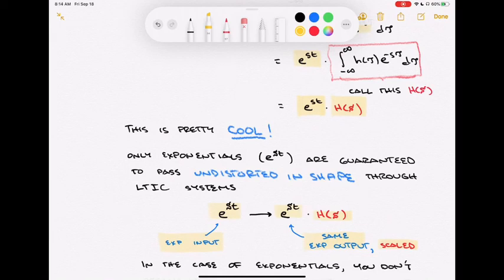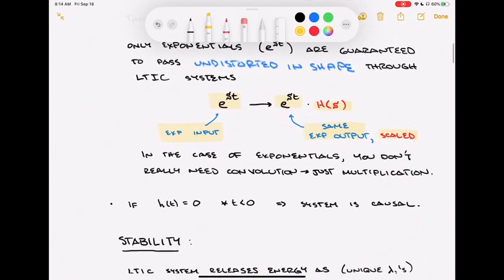We know for a generic input, to find the output, we have to convolve the input with the unit impulse response. But in the case of an exponential, you really don't need the convolution. You just need multiplication. You just take that exponential and you multiply it by the transfer function, H of s. That is awesome, right? Get rid of that convolution operation, which can be kind of tricky, and we turn it into multiplication.